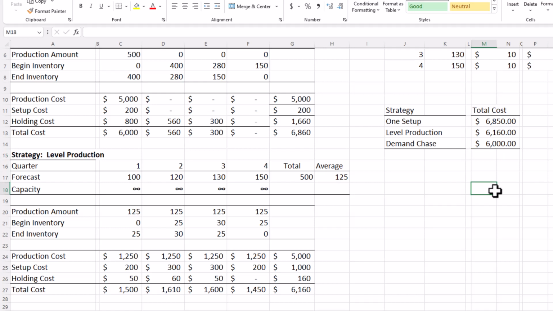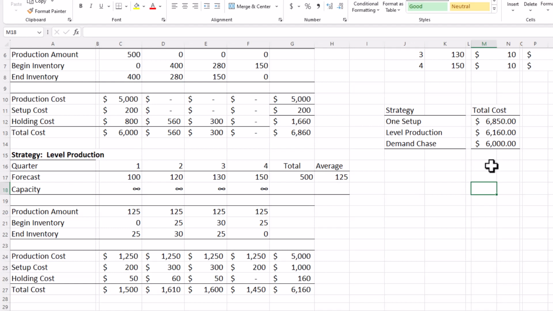So we have solved this problem with 3 different heuristics. The first one was just one setup and ended up with $6,850. The second one was level production and ended up with $6,160. And when we use the demand chase strategy, the total cost is equal to $6,000. We do not know for a fact that this is the least total cost amount associated with the production schedule, because these are all heuristics.